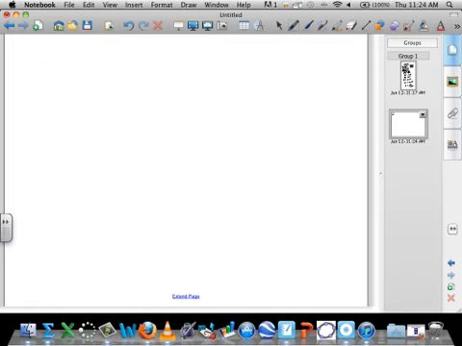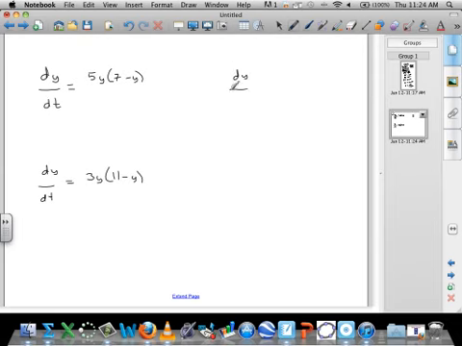What I want you to do for your entrance ticket is a couple examples of the same kind of process. If you see a pattern, great. But I want the solutions to these differential equations. Okay, so let's go: dy/dt equals 5y times (7 minus y). dy/dt equals 3y times (11 minus y). And dy/dt equals ky, k is a constant, times (m minus y).